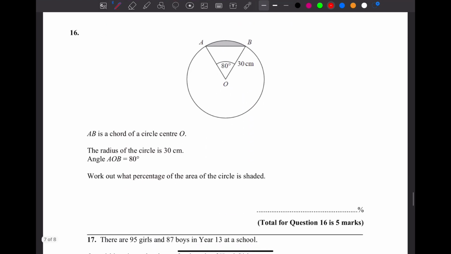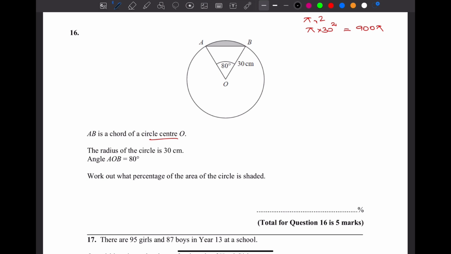This one. The radius of the circle is 30. What percentage of the area is shaded? Compared to the full circle, you know the area of a full circle is pi r squared, pi times radius 30 squared, that is 900 pi. Let's keep it in pi, it looks nicer.